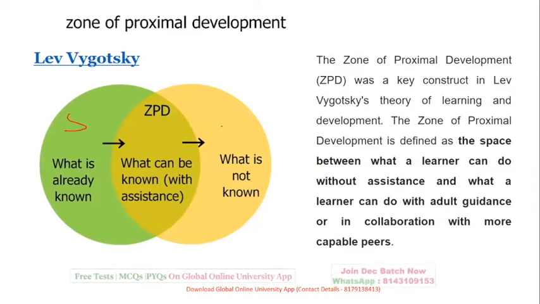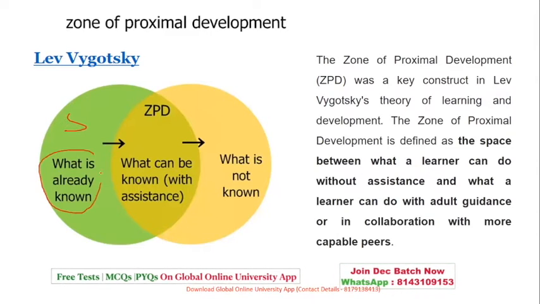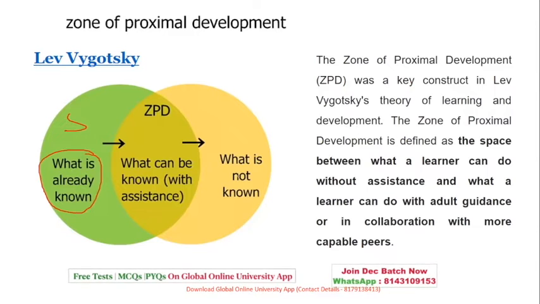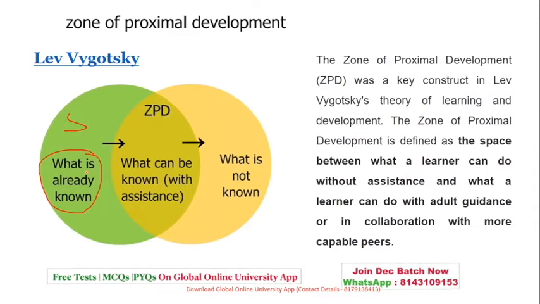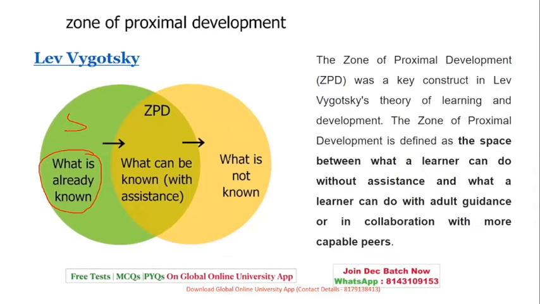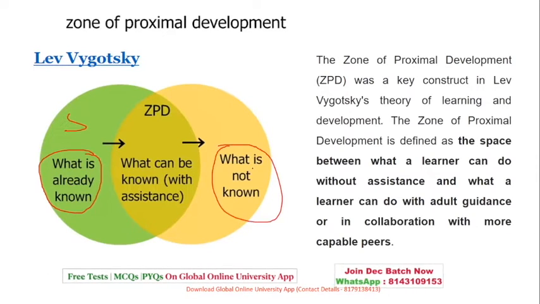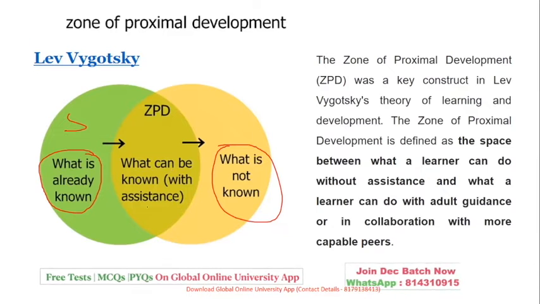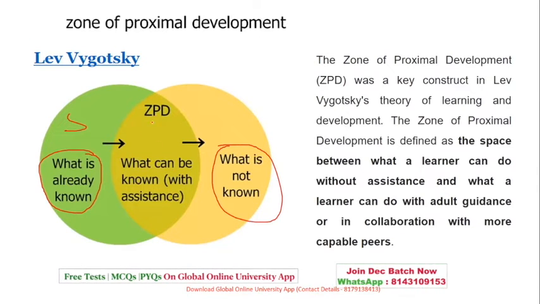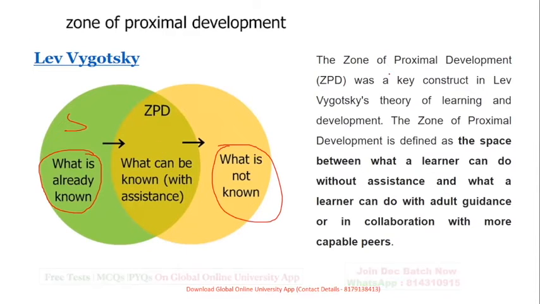I mean to say, the student who is already aware or already knows. Some part or some content, some area which has been shaded, some part is not known by the students. So what can be known with the assistance of the teacher will be called as what? The zone of proximal development.